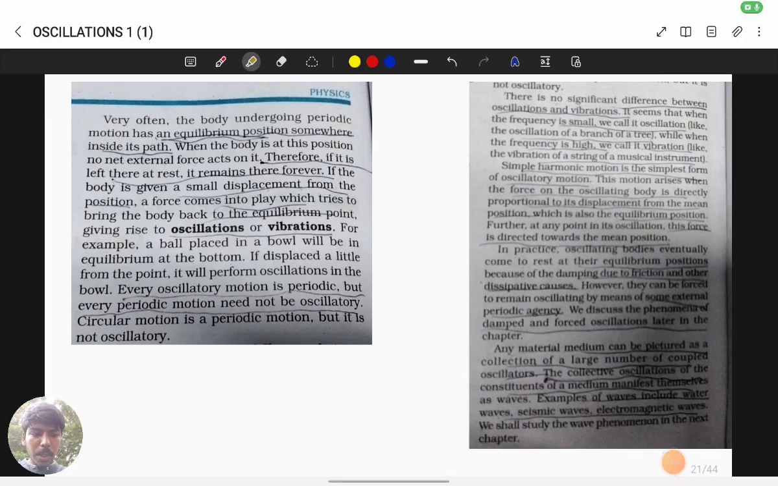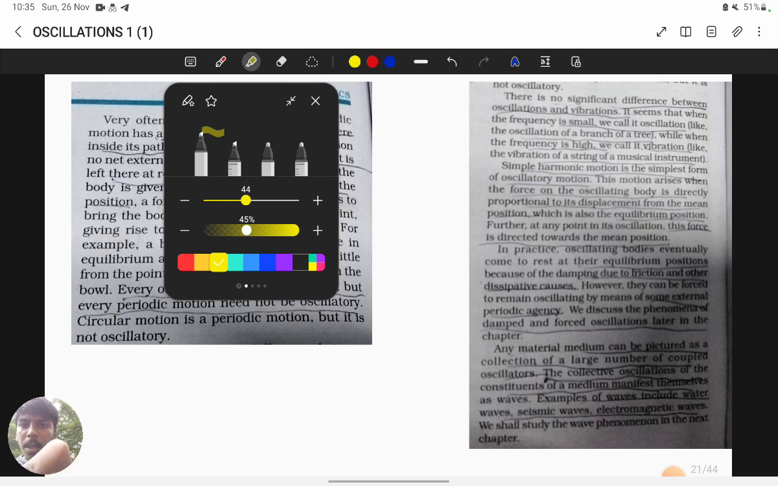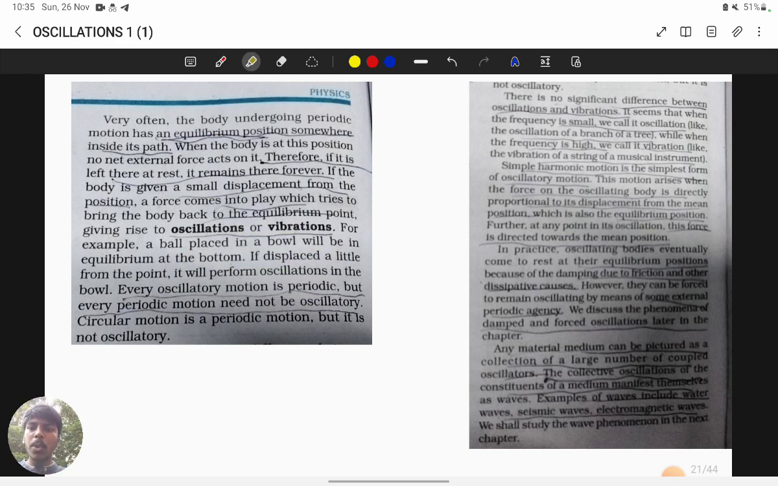So let us see the explanation in NCERT. Very often the body undergoing periodic motion has an equilibrium position somewhere inside its path, means in its path it will have an equilibrium position. When the body is at this position, no external force acts, means it is at rest. Therefore if it is left at rest, it remains there forever. So if it is at rest, automatically it will stay at rest only.